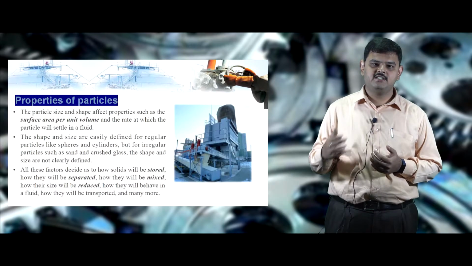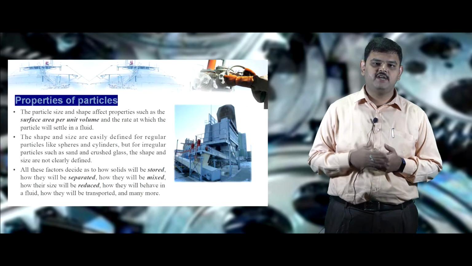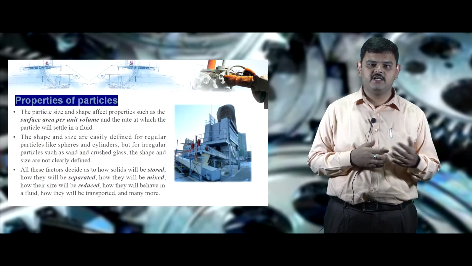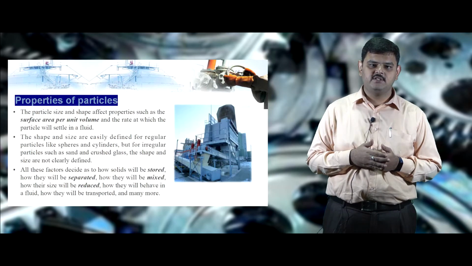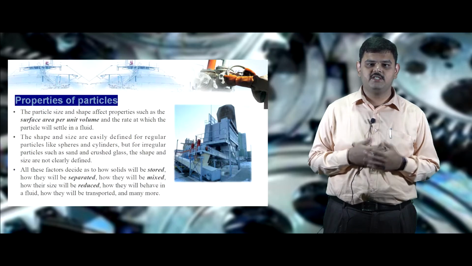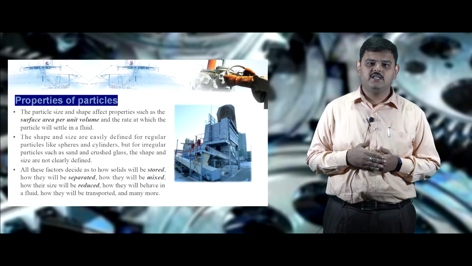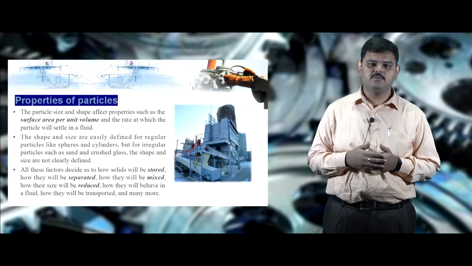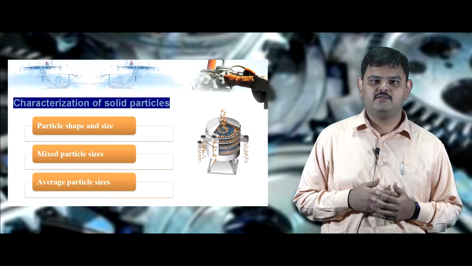Next, shape and size plays an important role in the particulate solids. The shape and size are well defined for regular particles like sphere and cube, but for irregular particles we cannot measure easily the shape and size. So in order to measure the shape and size, we need to go for different methods such as microscopic methods and elutriation methods, etc. Then it is important to know how the particles are mixed, how the particles are handled, how the particles are behaving in other fluids, etc. Next we are going to see about the characterization of solids.